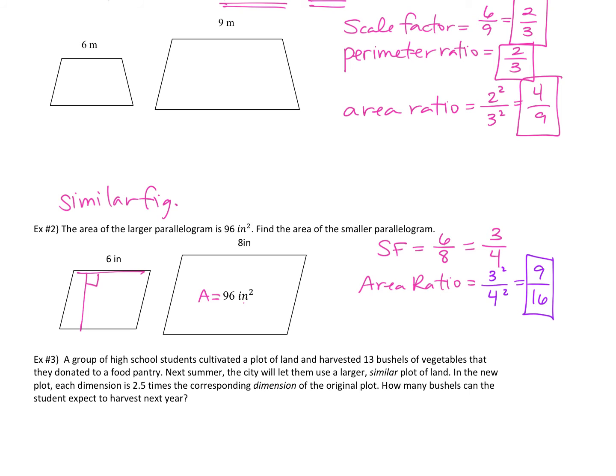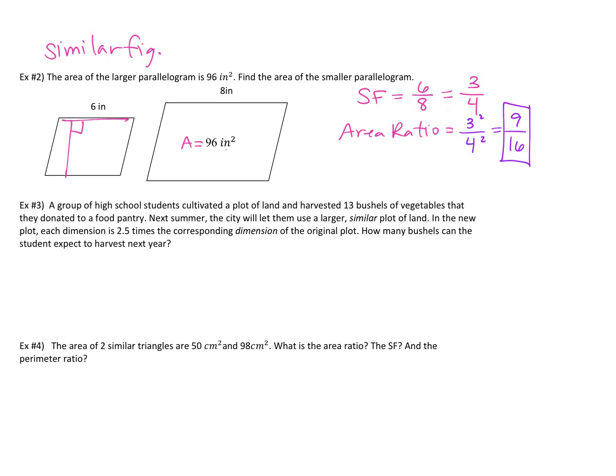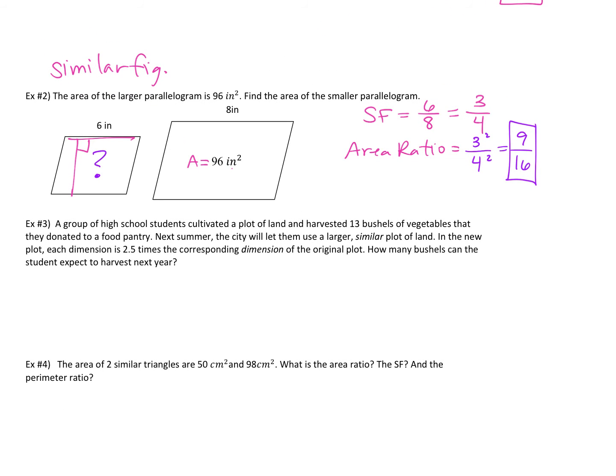We don't want the area ratio. We want the area of the other figure. Does anyone see a way that you could set this up to find this missing area? I'm going to give you a second to think about it before we get an answer. We know an area ratio. We know one of the areas. How could you set it up to find the other area? Go ahead, Luke. 96 divided by 16, and then after you find that, multiply 9 by the answer.